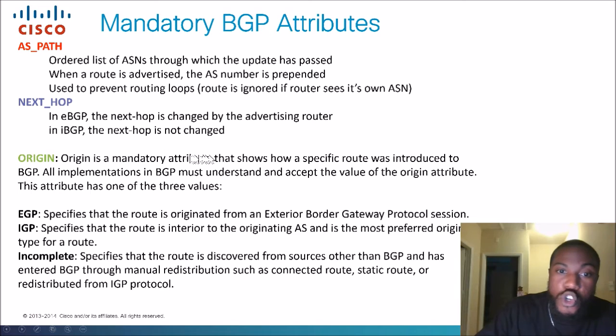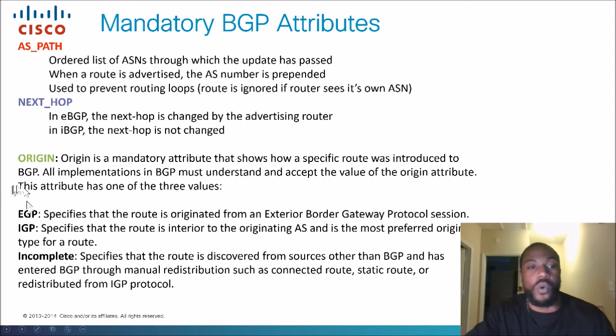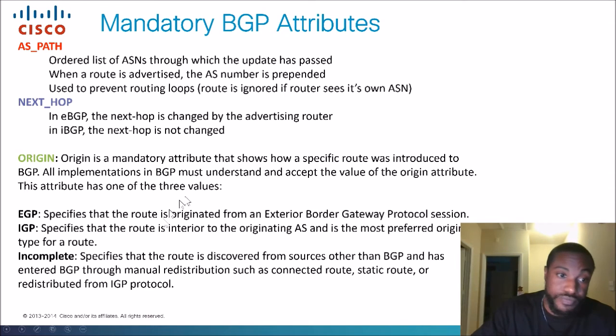Origin is a mandatory attribute that shows how a specific route was introduced to BGP. All implementations of BGP must understand and accept the value of the origin attribute. This attribute has one of 3 values. Now, we're getting a little more in depth here with origin. eBGP specifies that the route has originated from an eBGP session. iBGP specifies that the route is interior to the originating AS and is the most preferred origin type for a route.